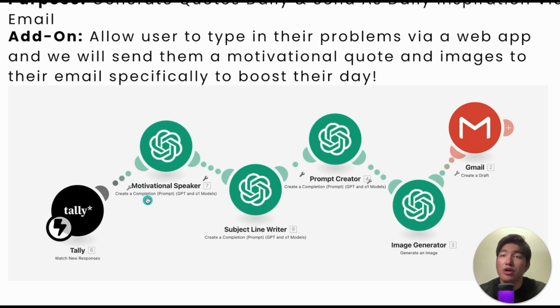From there, remember we talked about custom and webhook, and that's where we're going to send in the information from our users, such as their problems, their email, and their names to the motivational speaker. The motivational speaker chat will now create quotes and address them directly according to their problems. From there, we're going to have a subject line writer to create subject lines that are personalized for the email to each of the users.